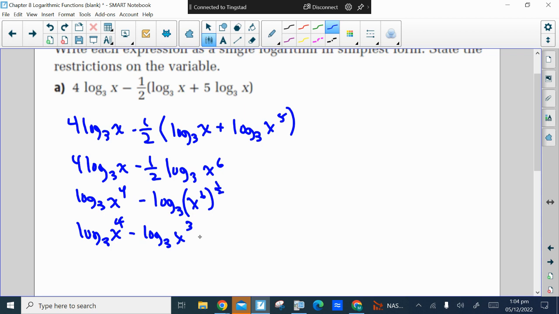And now we're subtracting logs with the same base, so we can use the quotient law. So it'll be log base 3 of x to the fourth over x cubed, which is log base 3 of x. And because in all three of the terms you're taking the log of x, our restriction would be that x must be greater than 0.